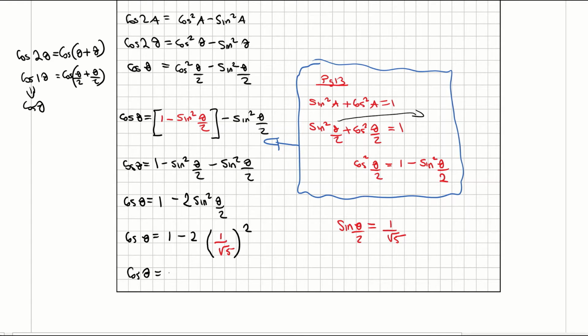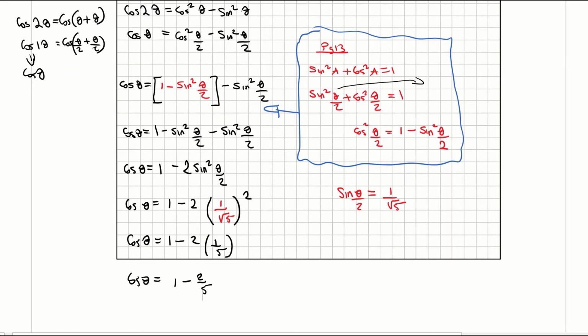So cos theta is equal to 1 minus 2 times 1 over 5. And that's giving me cos theta is equal to 1 minus 2 over 5. And 1 subtract 2 over 5 is 3 over 5. So the question wanted us to use your formula to find the value of cos theta. Well, cos theta is equal to 3/5.